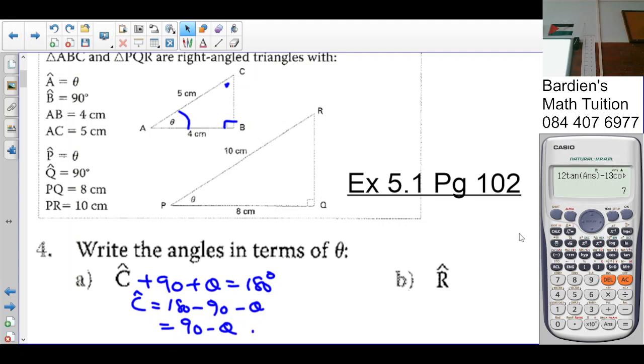What is it equal to? 90 minus theta. Not so? Let's carry on with our lives.